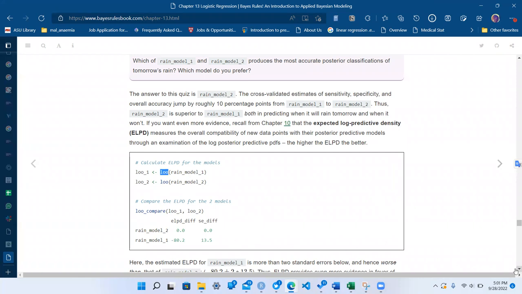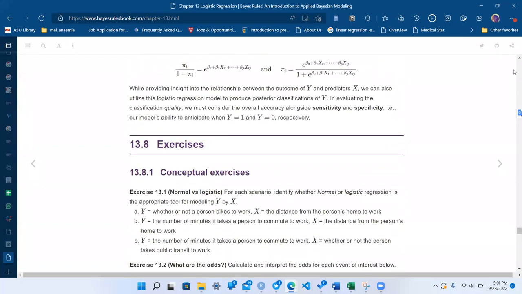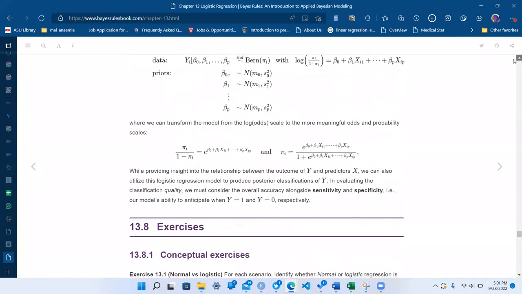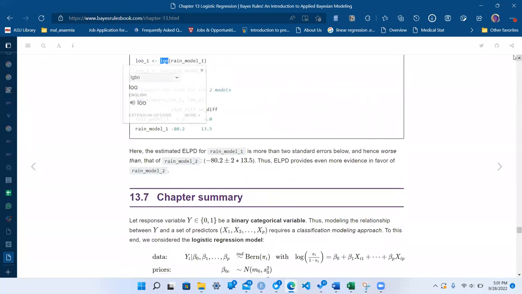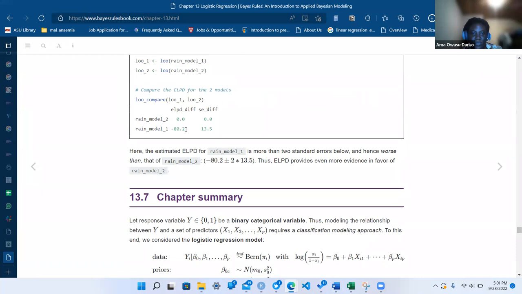You just want the higher number, the better one, and then you use the standard error to determine how much higher is good enough. That's how you read something like that. Okay, so like this one is the better one? No, that's the worst one because it's got a lower zero. Zero is better, higher than minus 80.